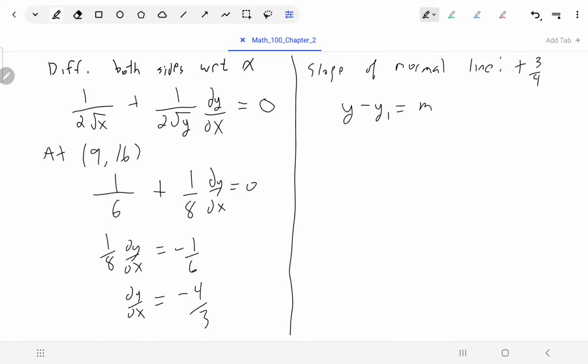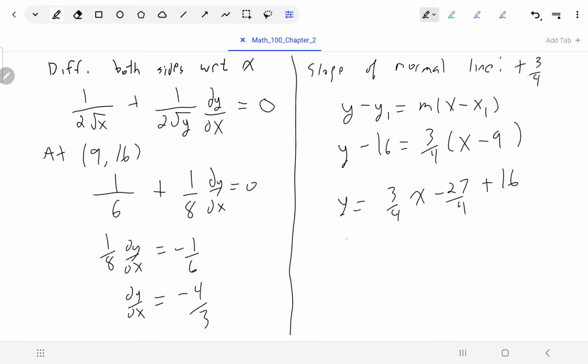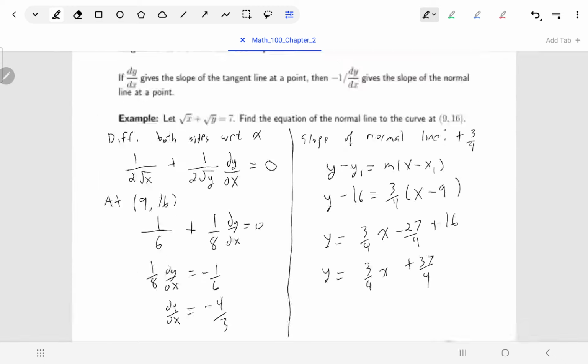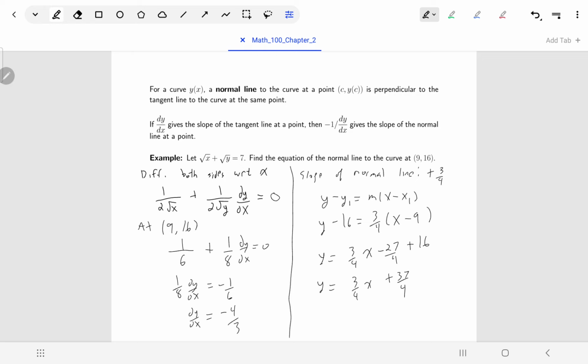And so now let's go ahead and create the equation of our normal line using y minus the y coordinate equals slope times x minus the x coordinate. And for my point, reminder that the point we were looking at was (9, 16), so putting in 16 for y, 3/4 for the slope, and 9 for x. And then just a little bit of cleaning things up, and I'll have the equation of my normal line. So I've got 3/4 x minus 27/4 plus 16, and -27/4 plus 16 is 37/4. And there we go. We have the equation of our normal line.